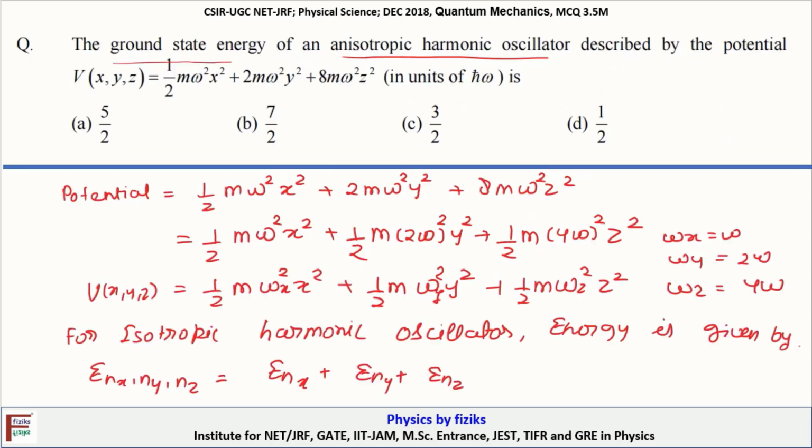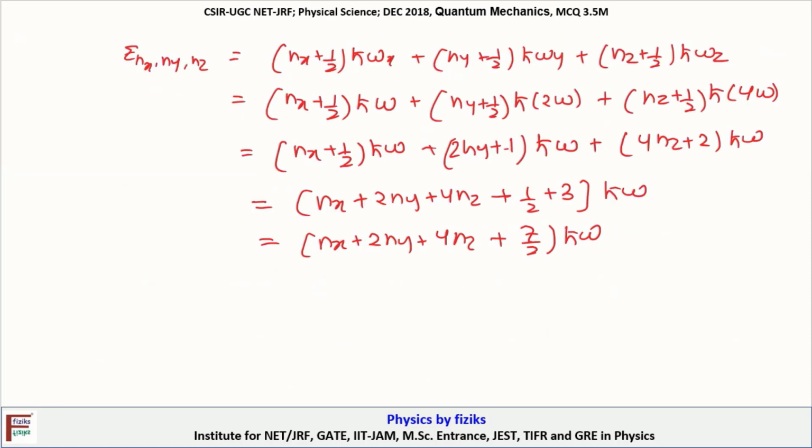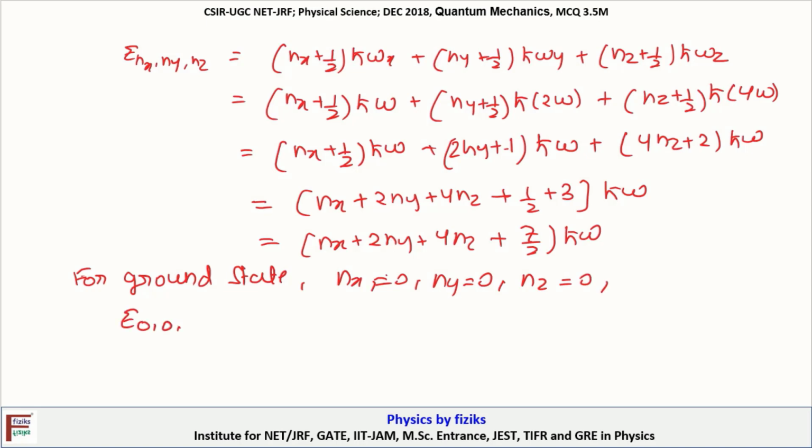Now we have to determine the ground state. For the ground state, nx equals 0, ny equals 0, and nz equals 0. That means E_0,0,0 is equal to 0 plus 7/2 h cross omega, which equals 7/2 h cross omega.